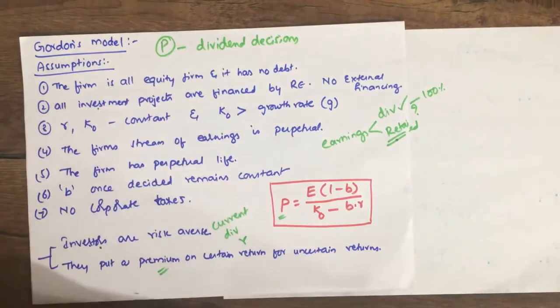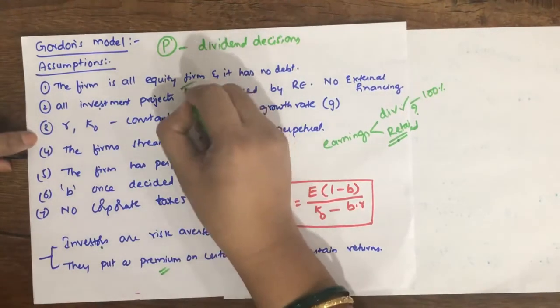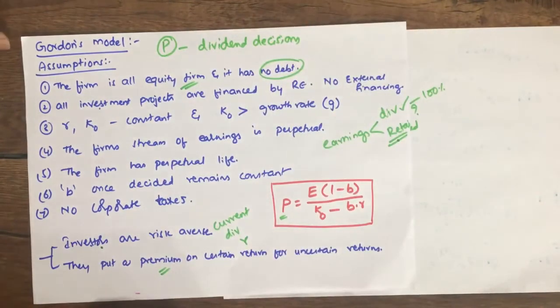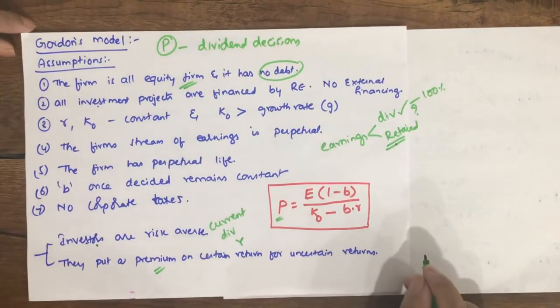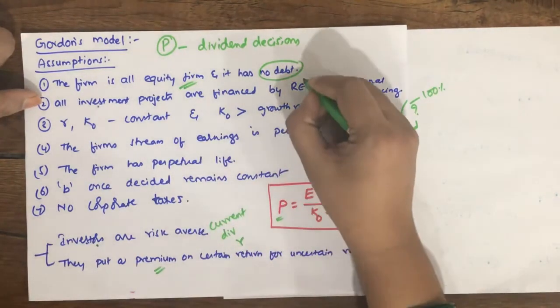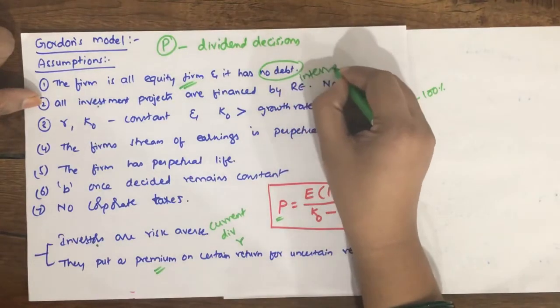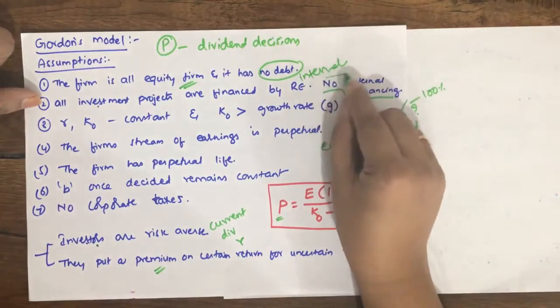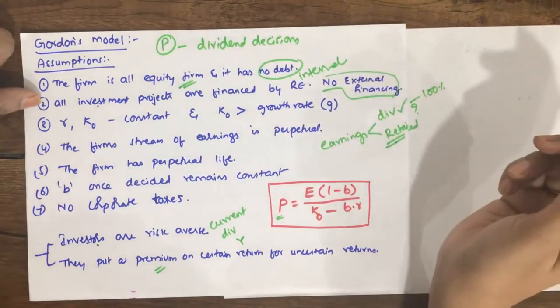Let us see what the assumptions are. The firm is an all-equity firm and there is no chance of debt. The firm's financing constitutes only equity, no debt. All the internal projects, investment projects, are financed by internal earnings, internal financing, with no external financing.